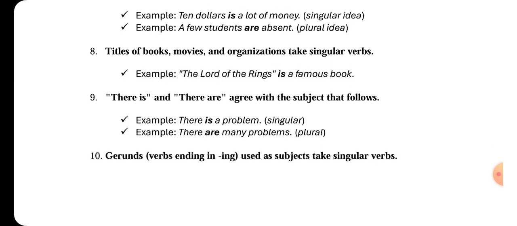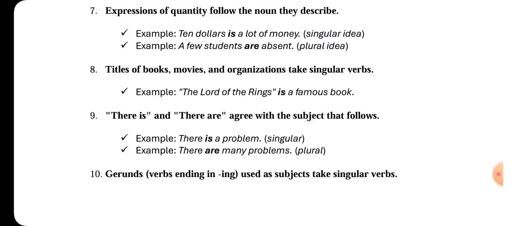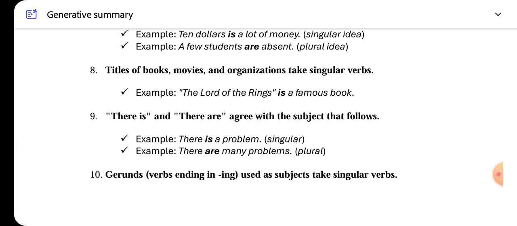Let's look at number 9, the ninth one. There is and there are agree with the subject that follows. In a situation where you meet something like there is or there are, the verb should agree with the word that is closer. So, there is a problem. There is a problem. You can't say there are a problem, because the problem is only one. So you see, there is a problem, but there are many problems.